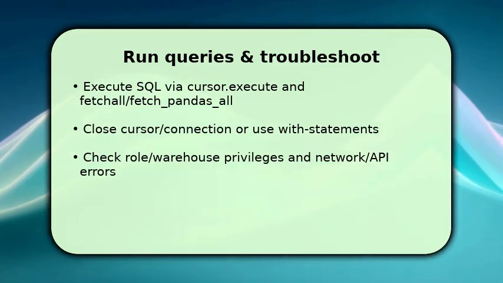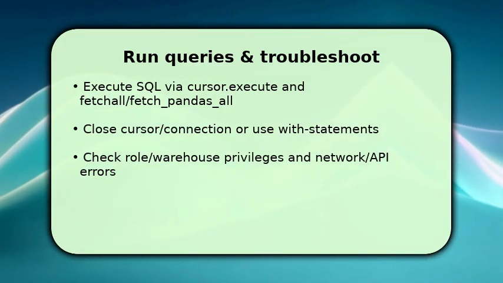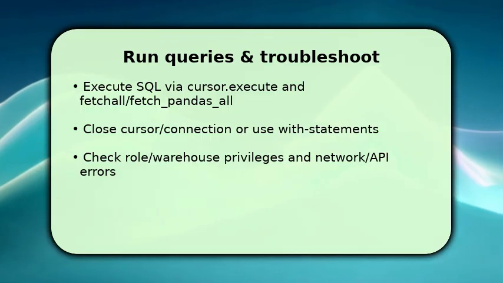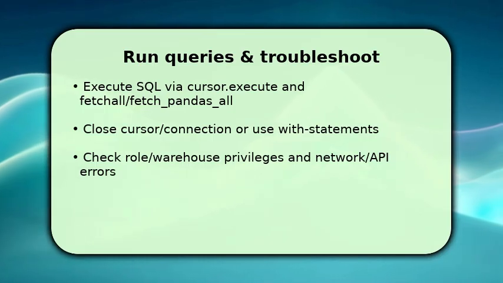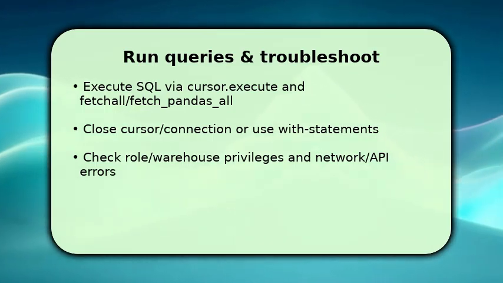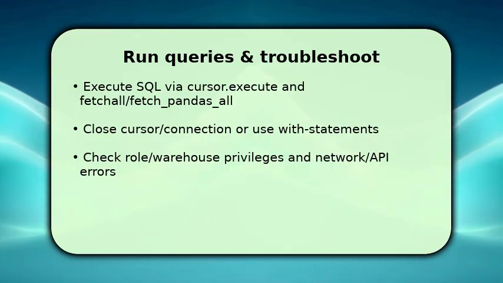If something goes wrong, check authentication, network access, and that your role has rights on the warehouse, database, and schema. Common issues are incorrect account or blocked IPs. If errors persist, print the exception, inspect Snowflake error codes, and verify connection parameters and driver versions before retrying.